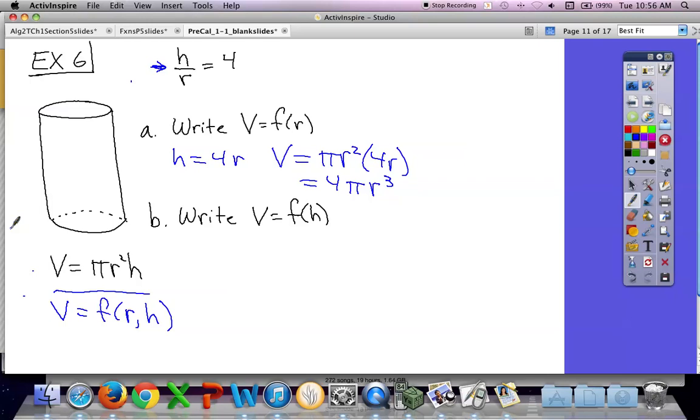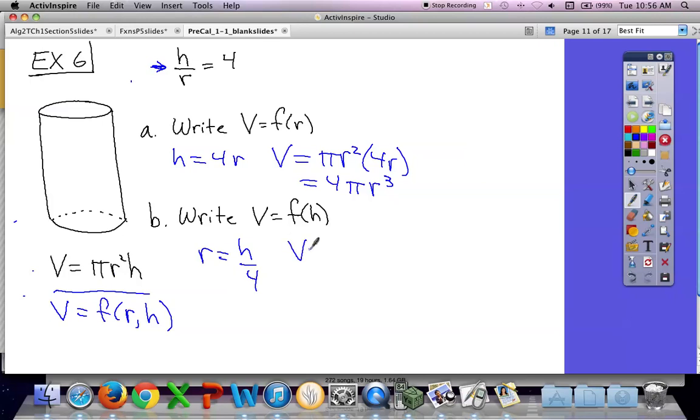Okay, well, then how can we write this thing only in terms of H? Yeah, just solve this for R instead, right? So solve that for R, you would get R equals H over 4. Right? You would have to divide both sides by 4. Okay, then what would you do with that? Put it in the place, in our formula, in the place of R, put H over 4.